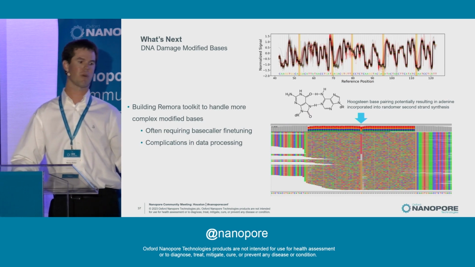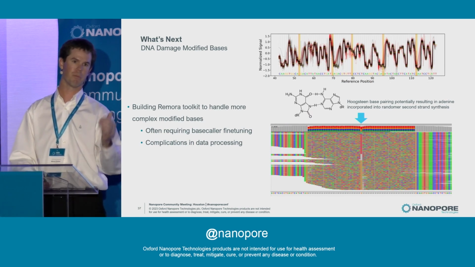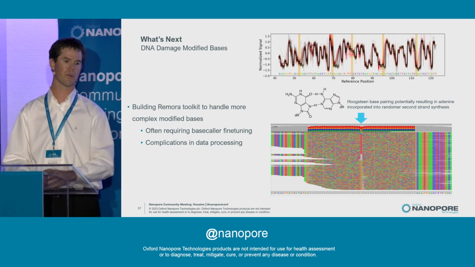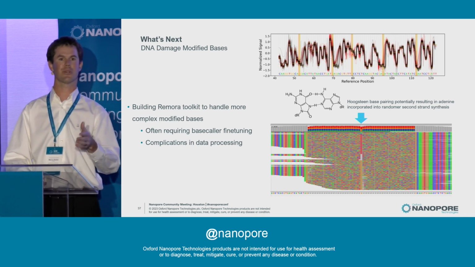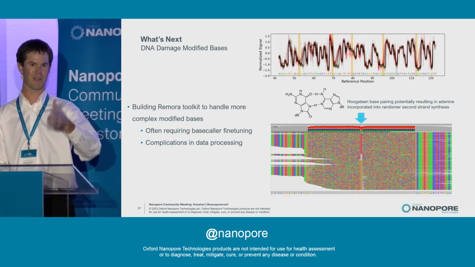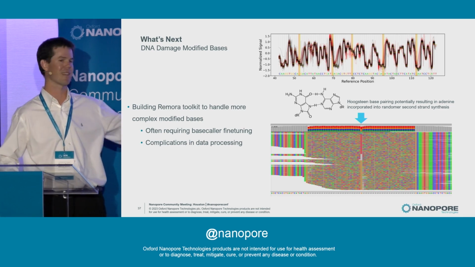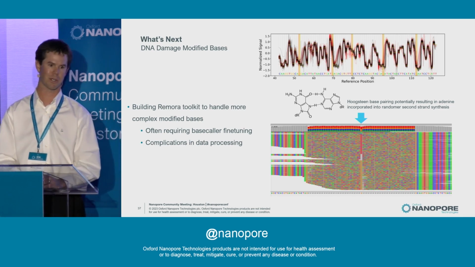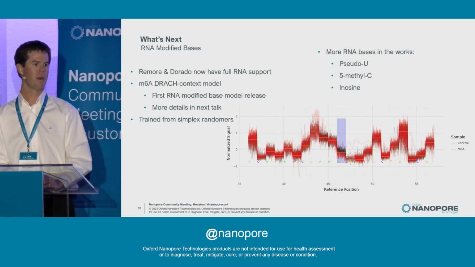In order to create these models, we're building out the Remora toolkit to handle some of these tougher, larger signal deflections that can cause certain issues in training, as well as base pairing here with 8-oxo-G that incorporates a different canonical base on the opposite strand, so there's fundamentally a different base at that central position in a lot of the reads that we print. So we're working on building out the toolkit to handle and train these bases.